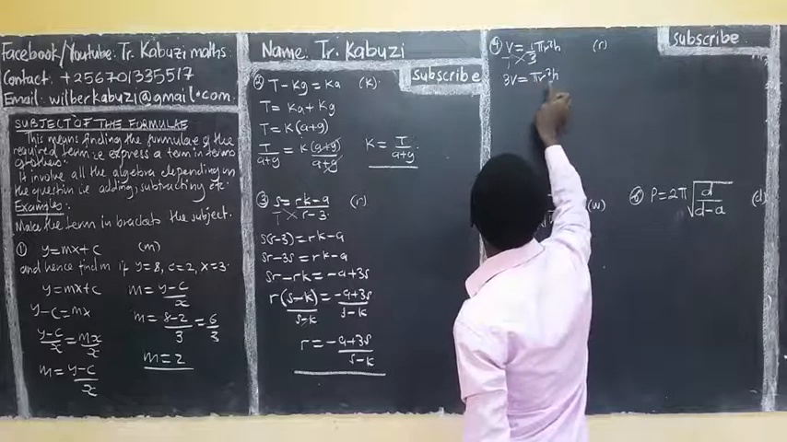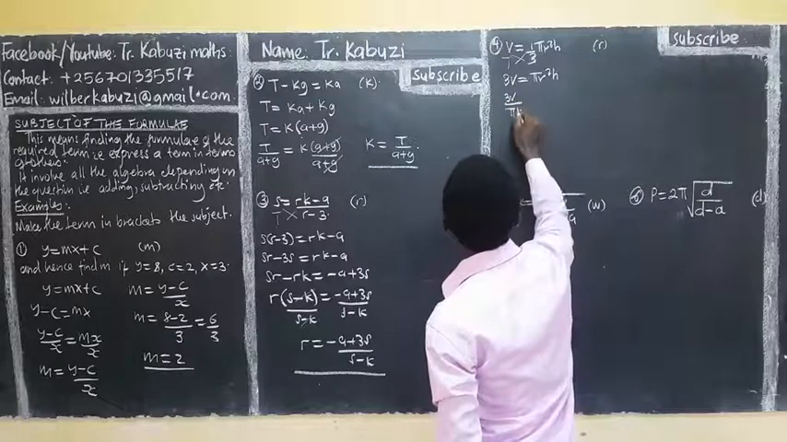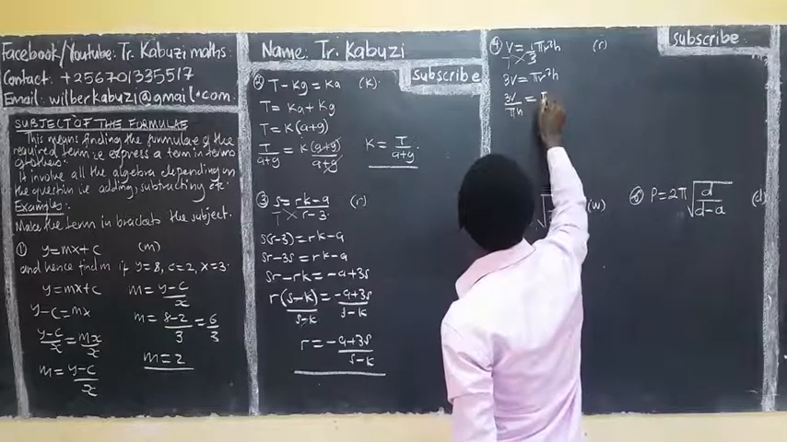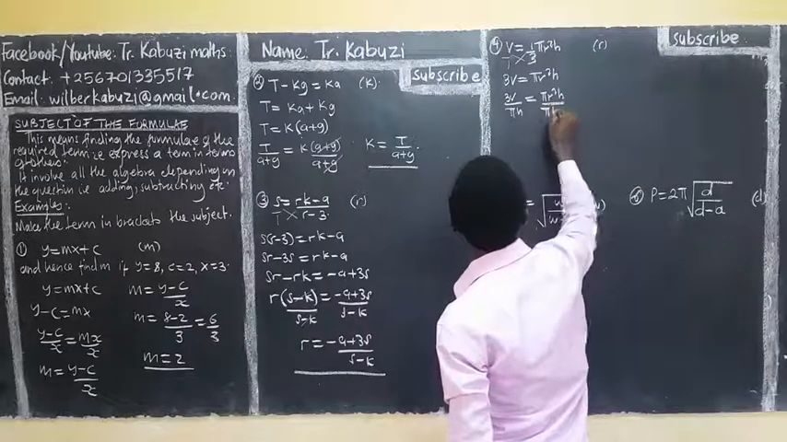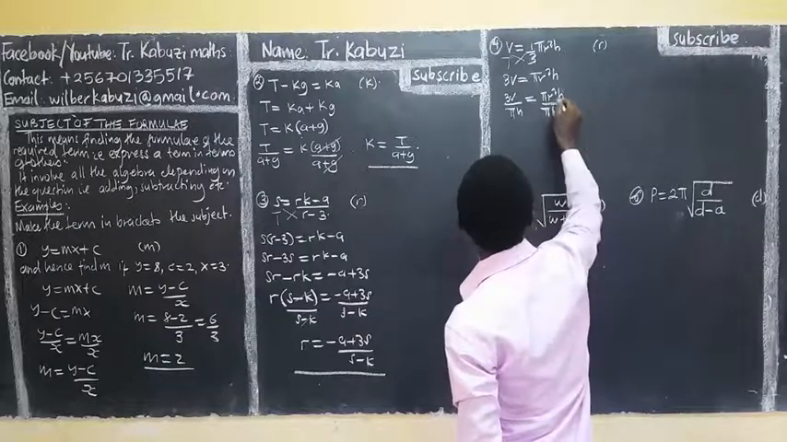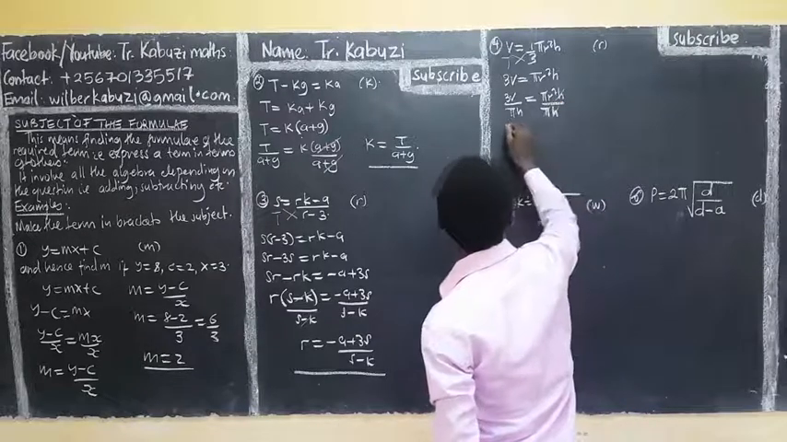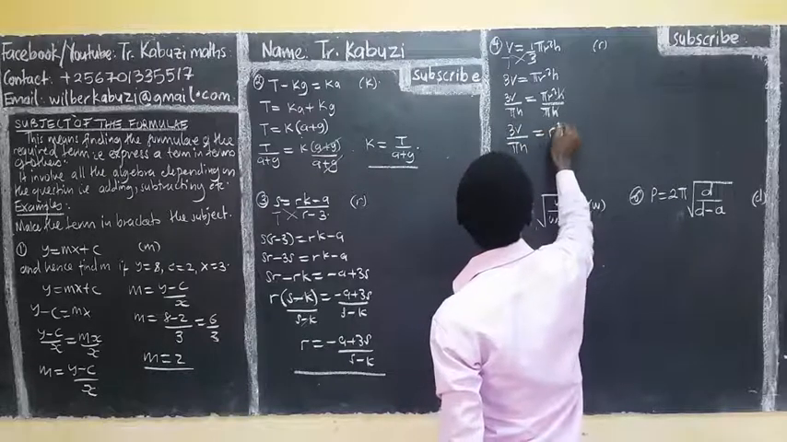Now I remove these ones by dividing. So 3b over pi h would be equaling 2 pi r squared. I remove these ones by dividing this side. I divide this and I divide this side. So this will go away. Also this will go away. So I have 3b over pi h equaling to now r squared.